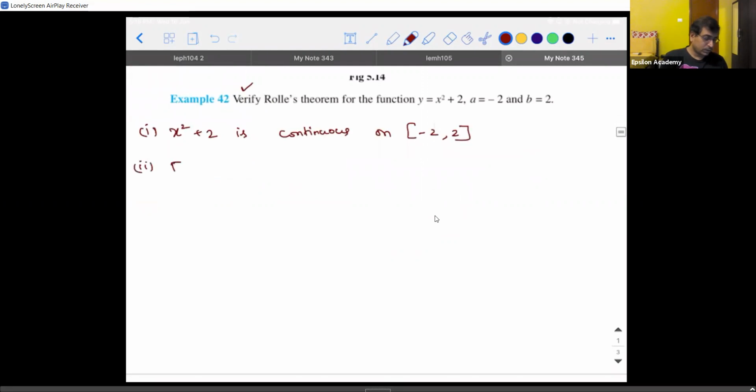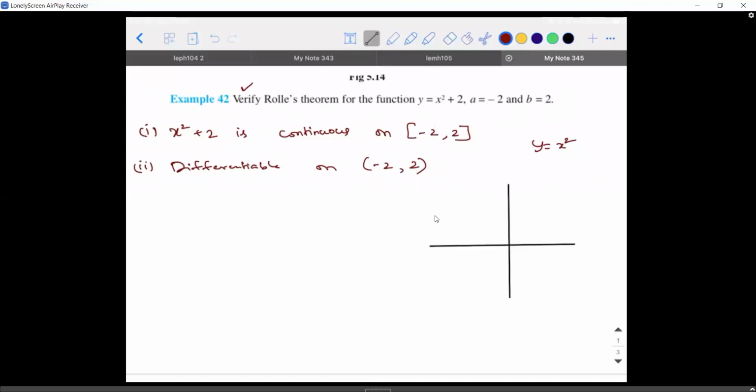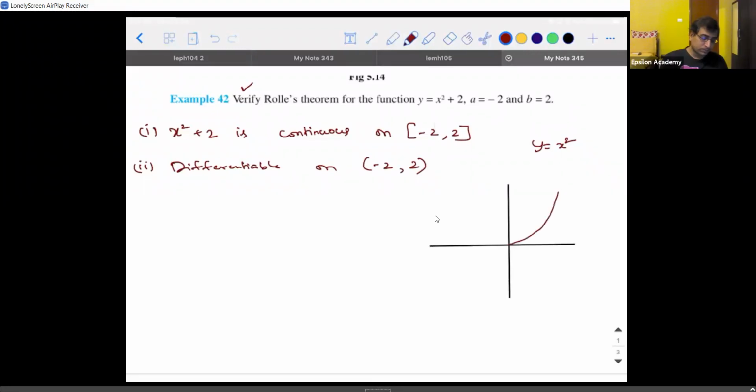Second, it is also differentiable on minus 2 to 2. How I know it is differentiable is because it's a simple function which we can handle. Y is equal to x square represents what? It's an upward parabola. Then what will y is equal to x square plus 2 represent? It will be an upward parabola like this.